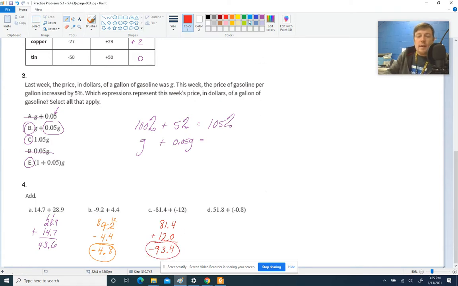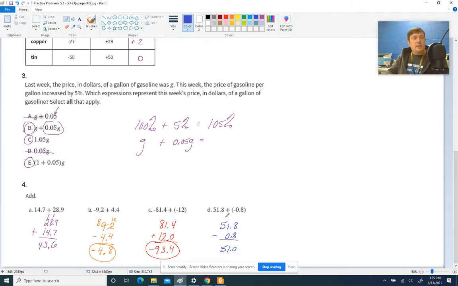All right, and then lastly, let's finish up here with 51.8 and negative 8/10. Signs are different, so I need to find their difference of their two numbers. And that would set up like so. And it's very easy. It's 51.